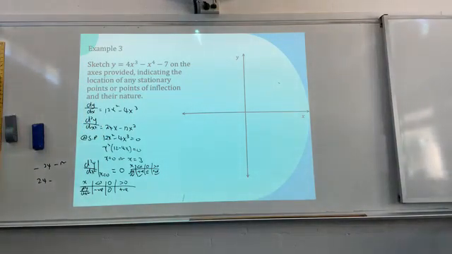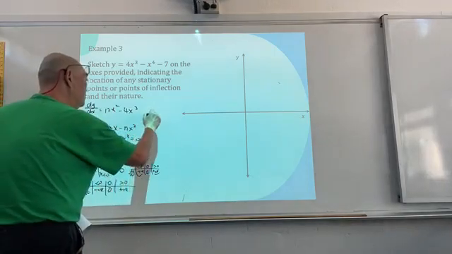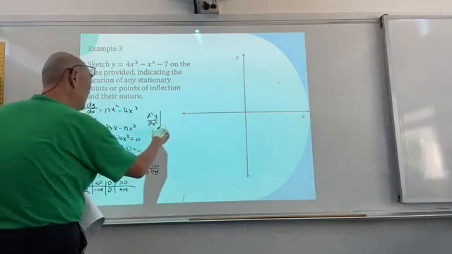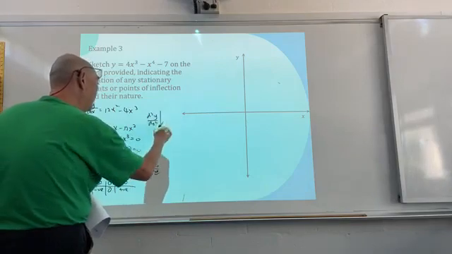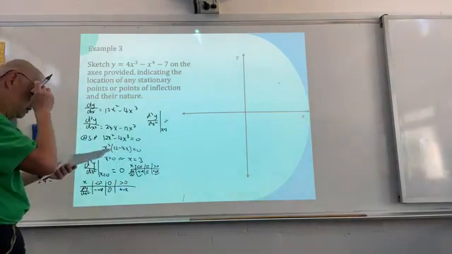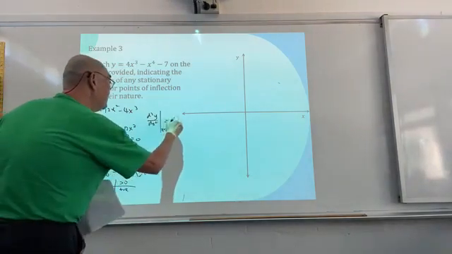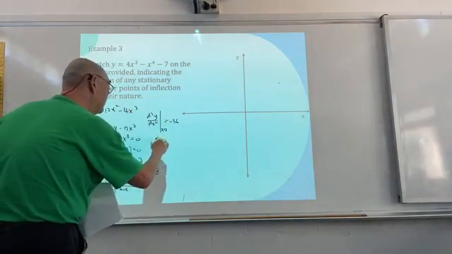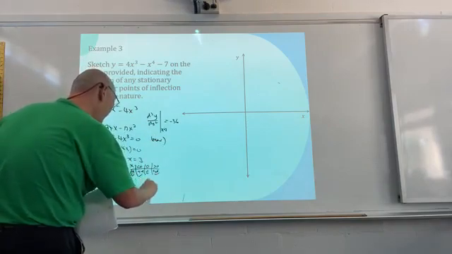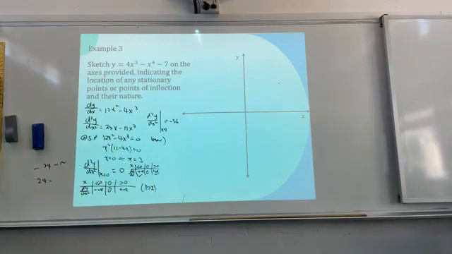And the other one, d2y/dx squared at x equals 3, is going to be negative, minus 36. So therefore this is the max. This is the horizontal point of inflection.